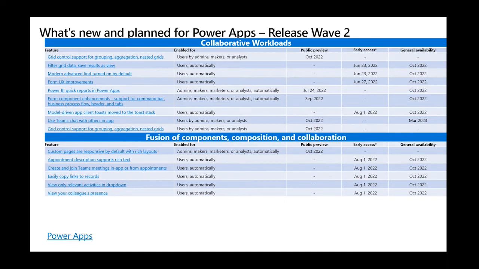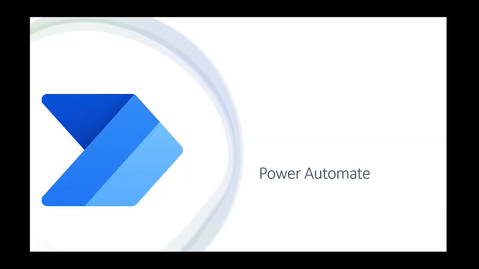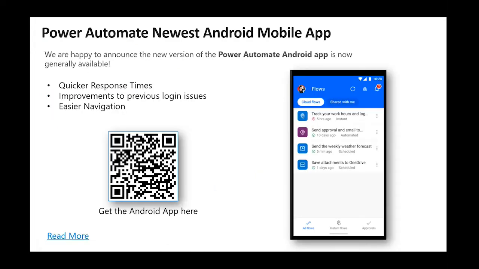Okay, so let's move on to Power Automate. First up on Power Automate is the newest Android mobile app. So there's a new Android app for Power Automate. It has some improvements here, some quicker response times, improvements to login issues, and easier navigation. So if you're an Android user, make sure you get that app. You can do that with the QR code there, and make sure you're using the latest version.